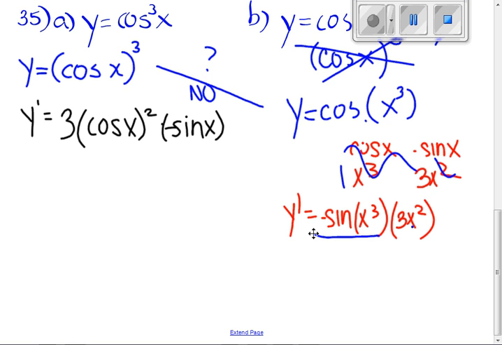So first you forget this cosine, you just do the power. So I do 3. So it's 3 times whatever's in there to the second power. That's what that is. And then you do the derivative of the cosine, which is negative sine. Okay.